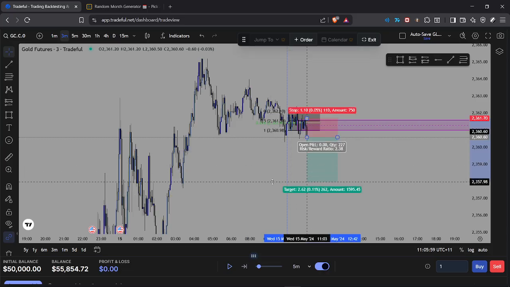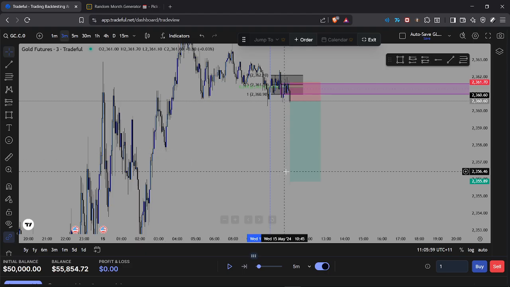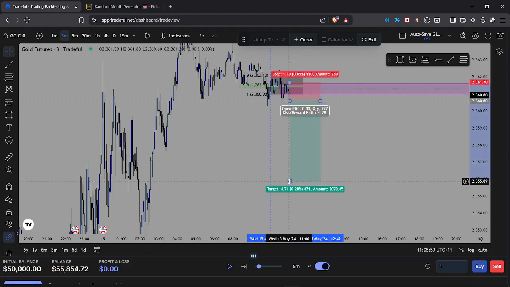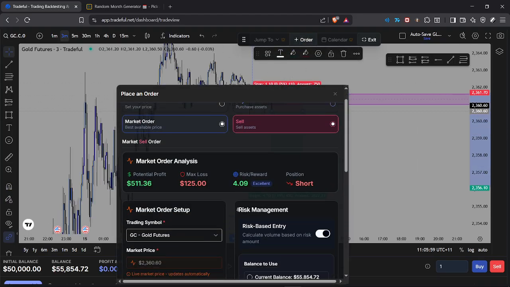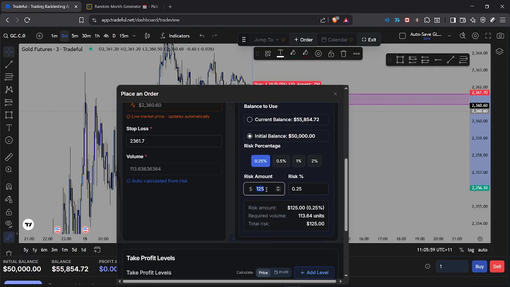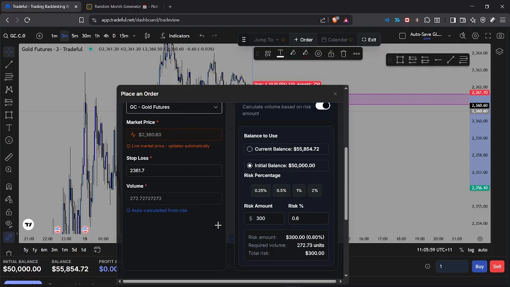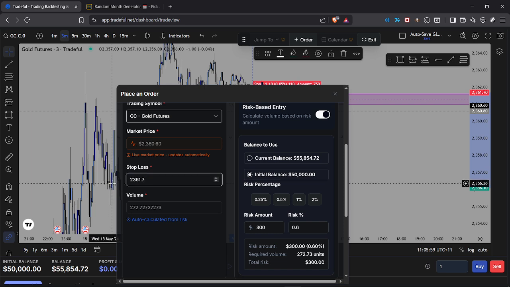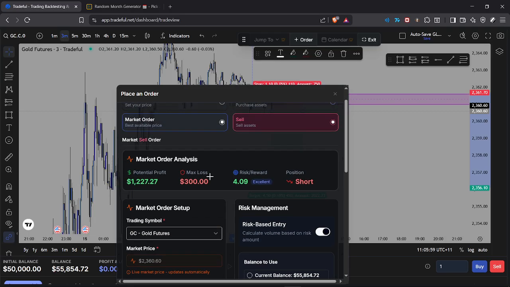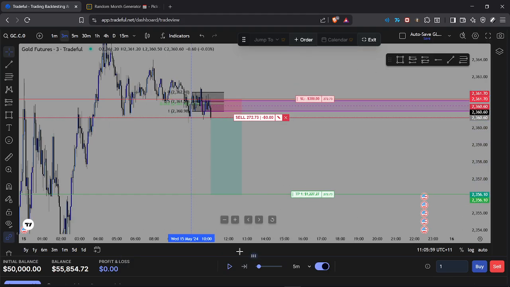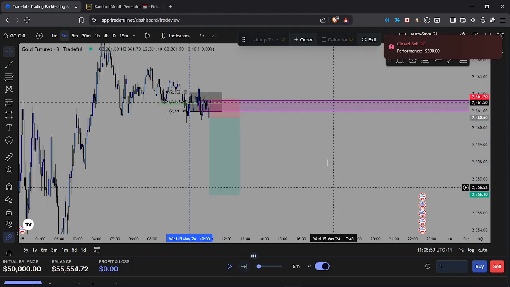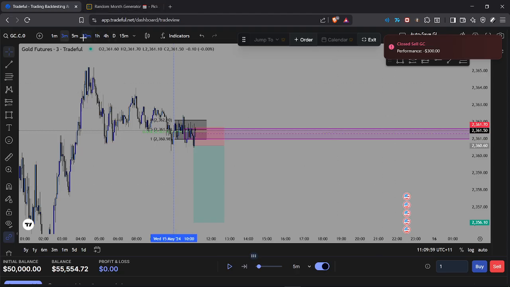This one's a bit. Damn. Yeah, let's aim for this intermediate low over there. 300. I think the stop loss is cooked again. 2361.7. Yeah, 4.09. Risk is 300. Okay, yeah, no, that was just not it. I shouldn't have done that.